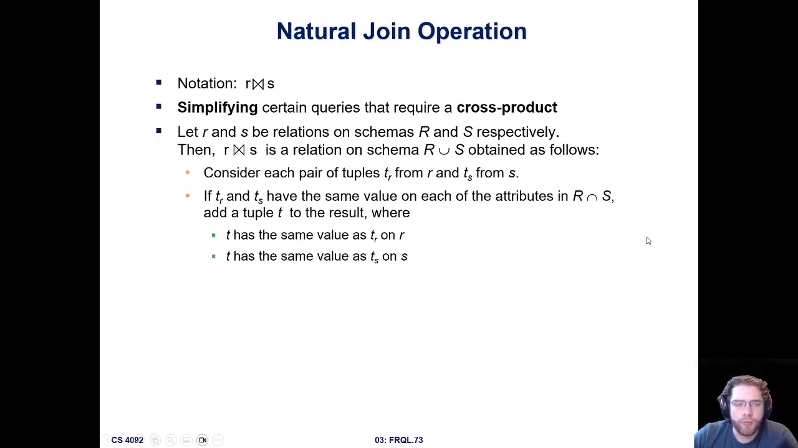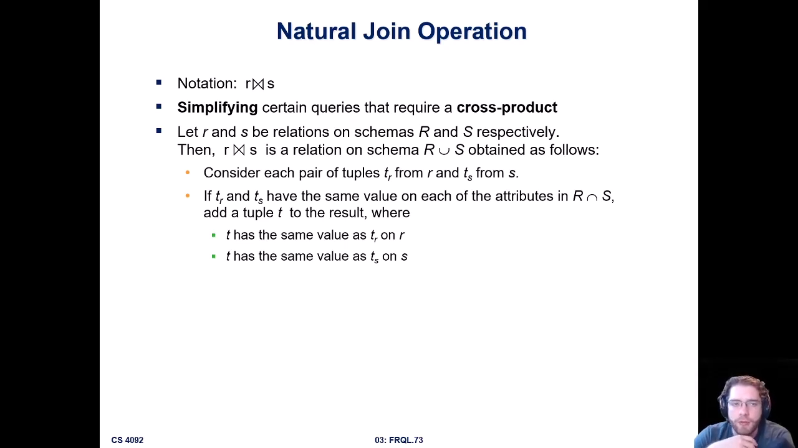Hi everyone. In this brief example, I'm talking about natural joins. So the notation for natural joins is R with the join notation to relation S. And this is going to be where we want to select things from multiple relations that also require cross product or multiple Cartesian products from that as well.